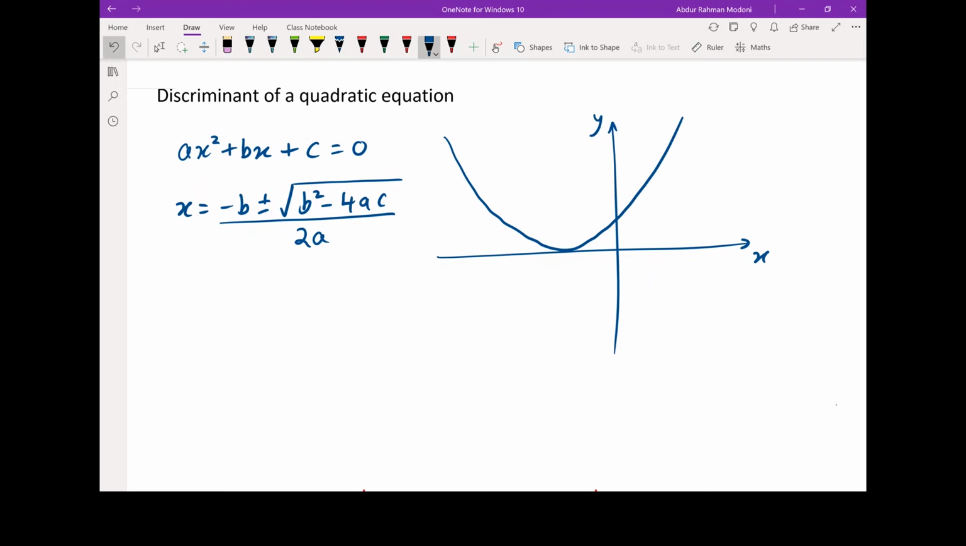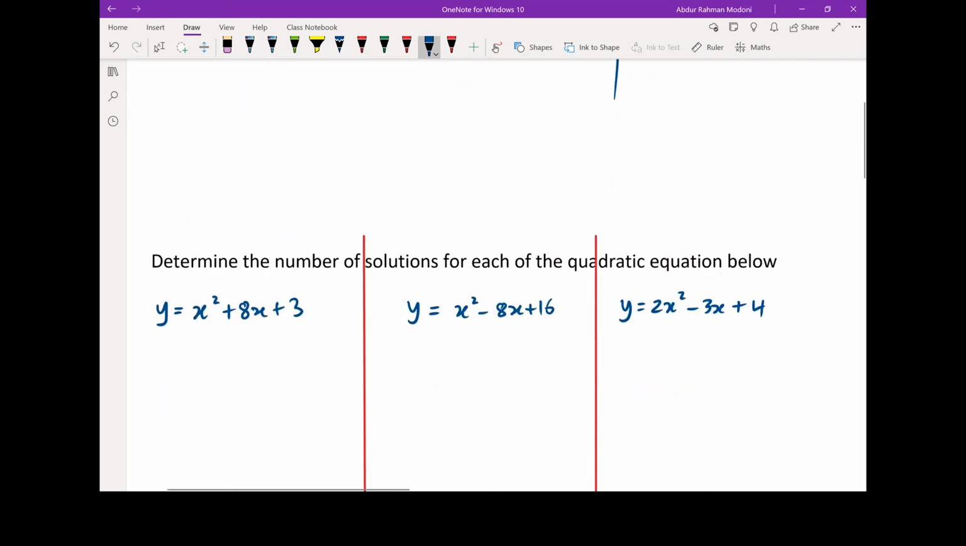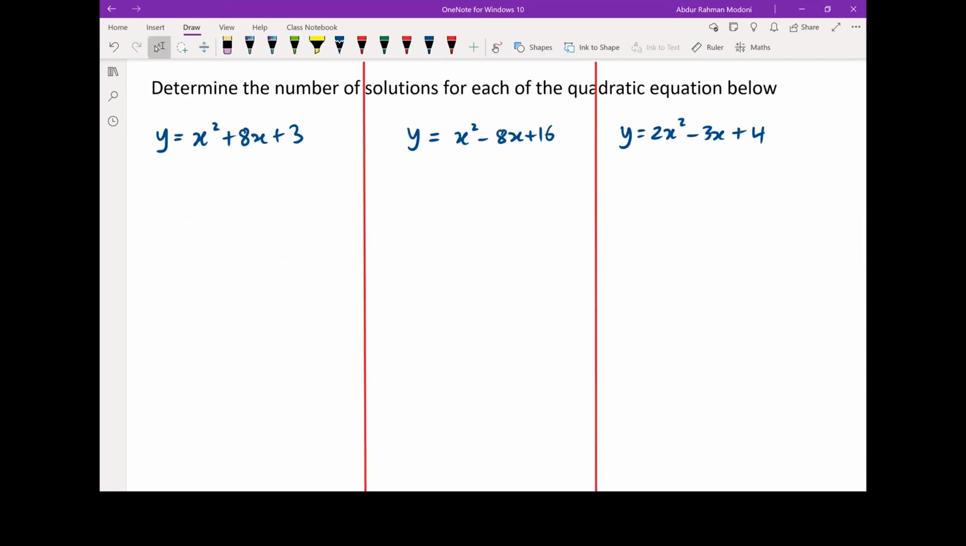And how we can determine how many solutions it has is by looking at this thing here inside the square root, which is referred to as the discriminant of the quadratic equation. The discriminant is always associated with a quadratic equation. So if we have a quadratic equation, then we can determine its discriminant. It will enable us to find out whether it will have two solutions, one solution, or no real roots, or no real solutions. So let's take a look at these examples here.